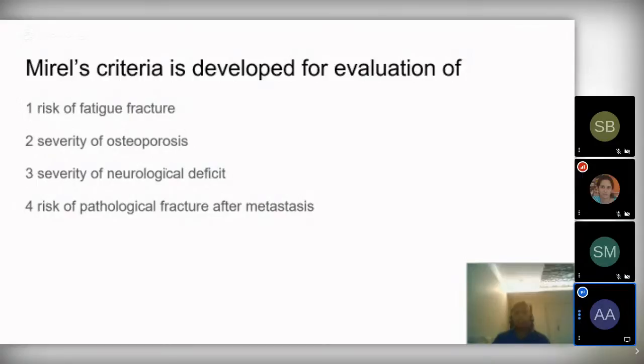Okay, Merrill's criteria. This, of course, is no exaggeration, I have picked it up from a previous exam only. You might feel it is a difficult question, but please remember, don't be disappointed by the name. Merrill's criteria is for pathological fracture. Please remember this much; if you remember, you can answer 1 or 2 questions based on this. So Merrill's criteria is for the risk of pathological fracture in metastasis. You can predict.